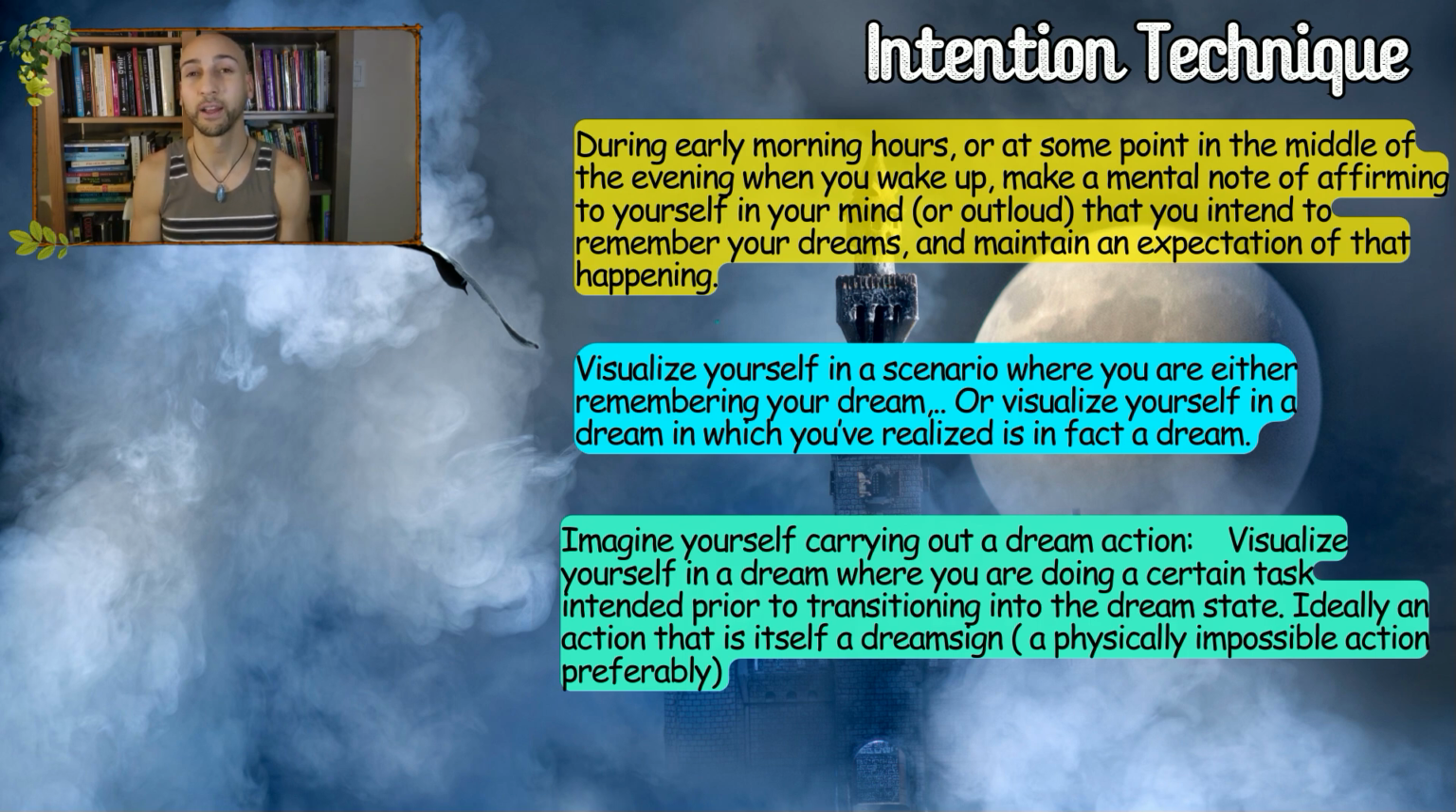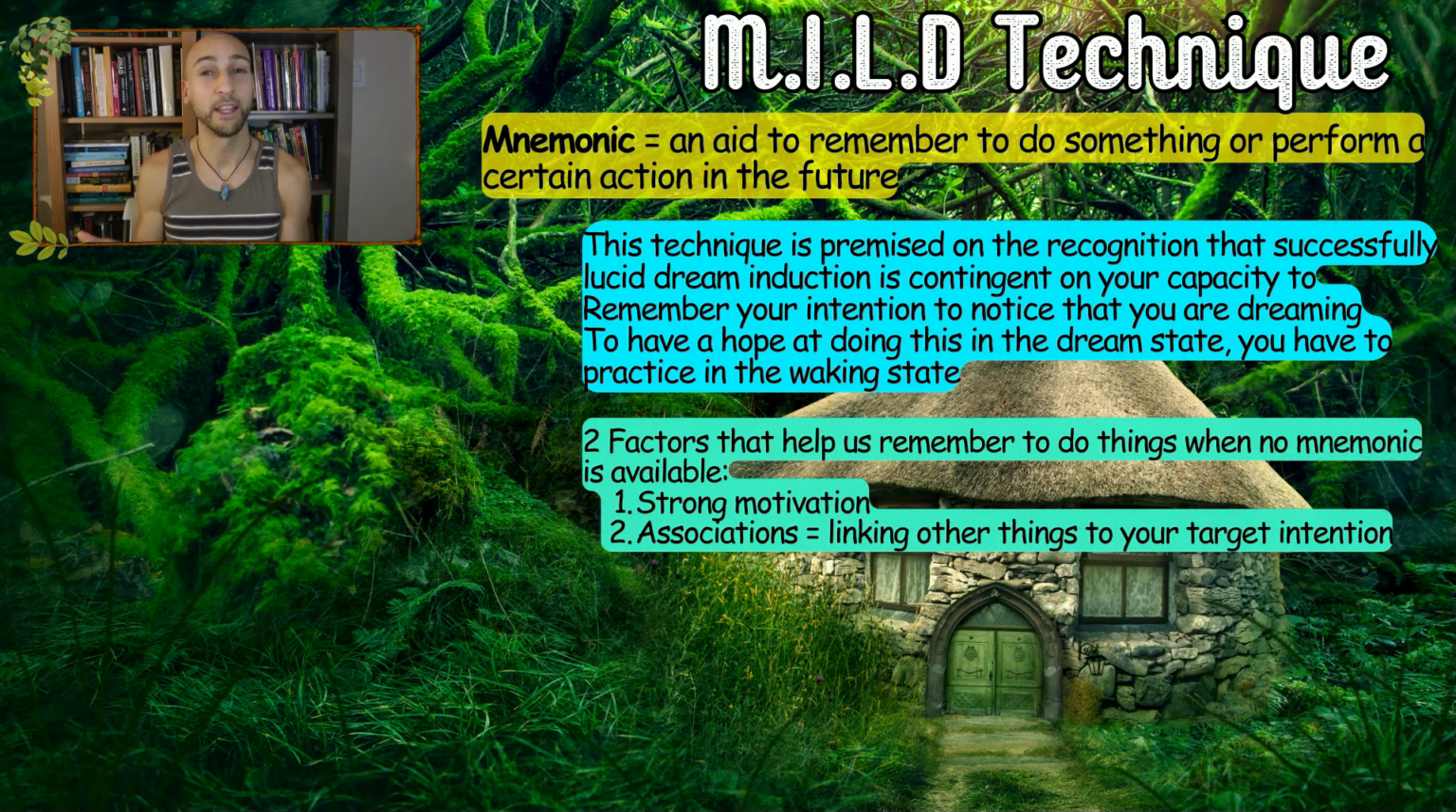And the very last technique we're talking about is the MILD technique, okay? Or mnemonic-induced lucid dream, MILD. What is a mnemonic? A mnemonic is some sort of aid that helps you remember to do something in the future. So this technique is premised on the recognition that successful lucid dreaming is contingent on your capacity to remember your intention to become lucid. So if we want to remember that we are trying to remember to be lucid, then you want to practice that in real life. You want to practice that in your waking state.